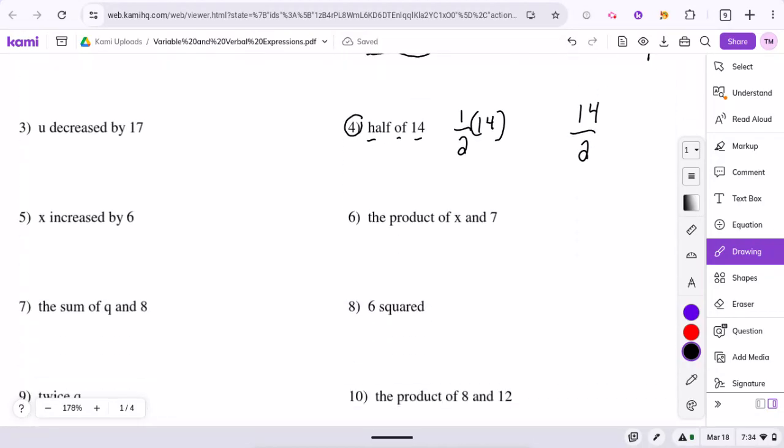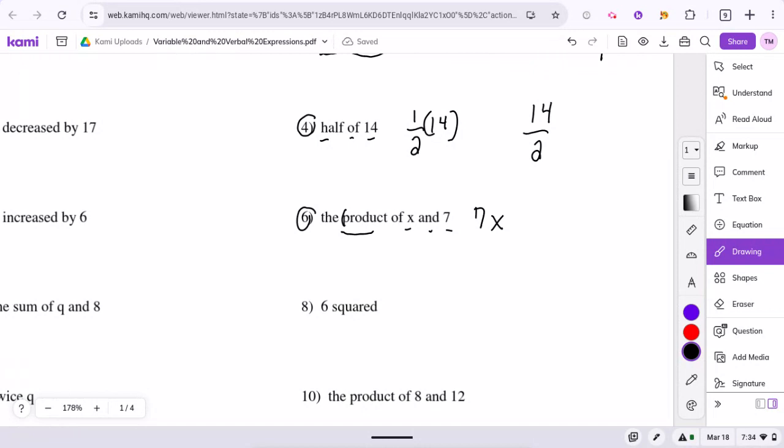Number 6, the product of x and 7. So you should know product means multiply. A couple ways to write this one. You can do 7 times x like that. You can use parentheses as well. Either way is fine. Next one, 6 squared. That would just be 6 to the power of 2, 6 squared.